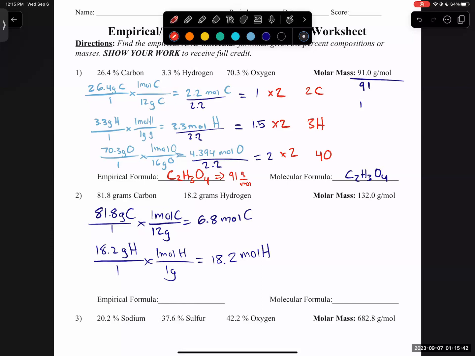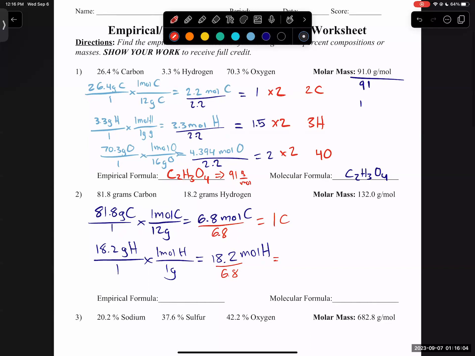All right, so that dark blue is going to be step 1. Step 2 will be in red. And what did we do for that? Yeah, divide by the smallest number, which is going to be 6.8. That gives me 1 carbon here. This gives me a little over 2. What did you get? 2.66. Yeah. Okay.